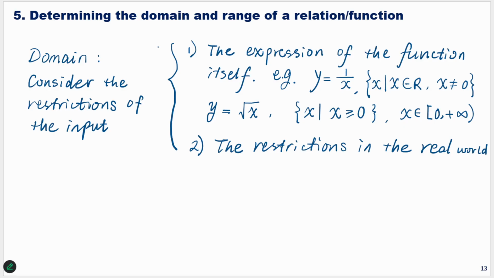So what does this mean? This means if you want to model the real world, sometimes you need to consider the restrictions for the inputs. For example, if you have a pizza with radius r, then the area A is given by pi r squared, right? And because it models the area of a pizza, then by default we know r must be greater than or equal to 0. So this restriction is not from the expression of the function itself, but from the real world.